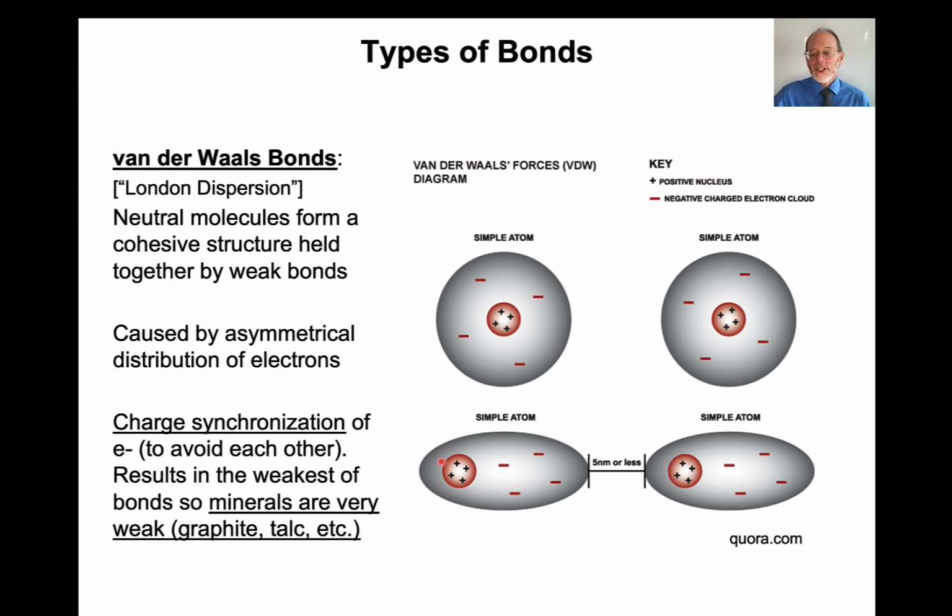Well, the atom next to it can synchronize with it so that when this atom has a net negative charge on this side, this atom also has a net negative charge on its side. And the net positive charge on this side synchronizes with the net negative charge on this side to hold these two atoms together. Now, it's super weak. Like super weak bond, and it's characteristic of very, very soft minerals.